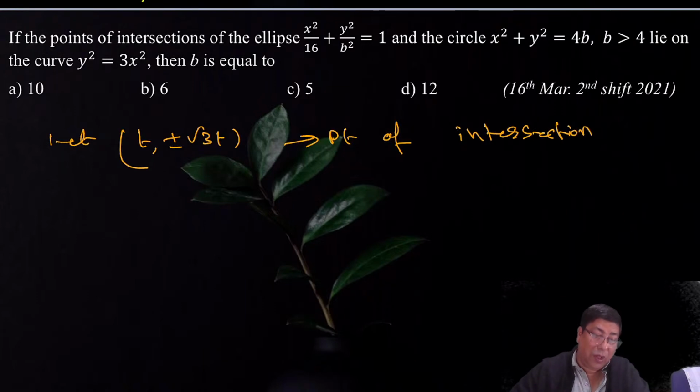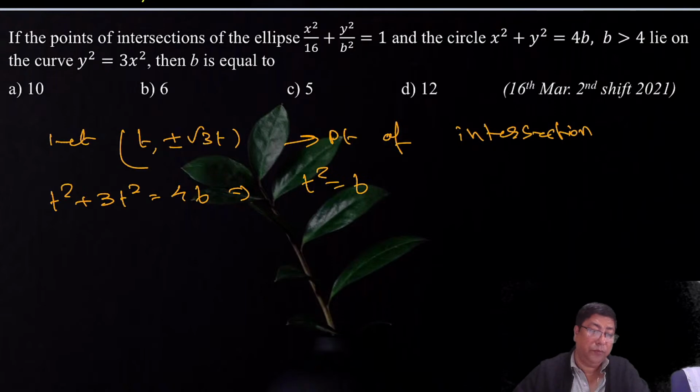Okay, so we can write this as with circle. If we put this point, we are getting t square plus 3t square equal to 4b. Therefore, t square equal to b. We can write here.